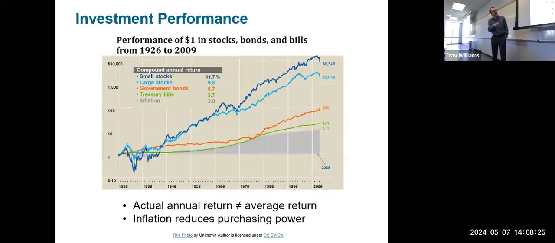Now look at this investment in large stocks. It's the light blue line. Now again, this is starting back in 1926. So stock market was booming back then. For a couple of years, you're thinking, I'm so smart. I made this brilliant investment.